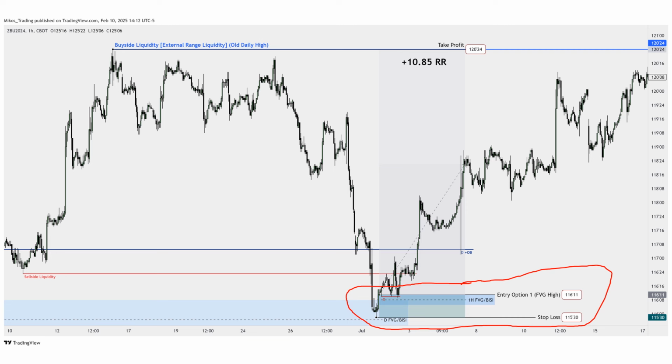And for our take profit, we can use the higher time frame daily chart, as that is where our parent setup formed. The low-hanging fruit target would be to target daily external range liquidity. That target would yield us a 10.85 risk-to-reward ratio.